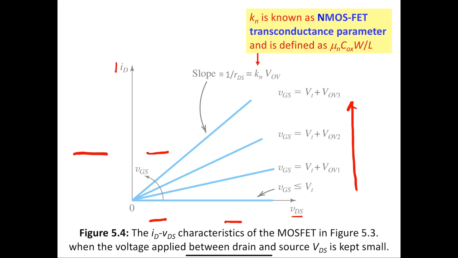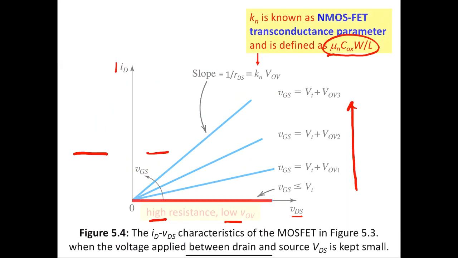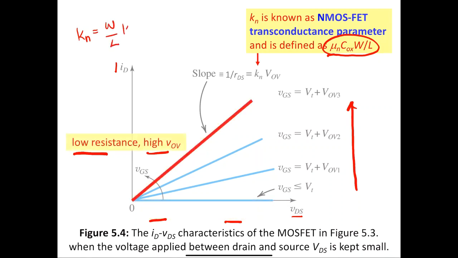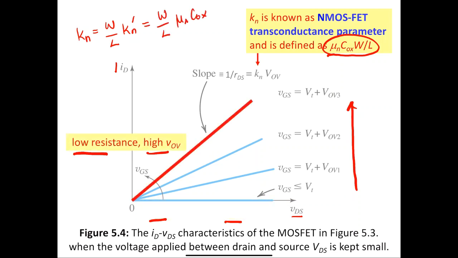Now, I said I would tell you about the device transconductance parameter, so that's actually shown here. This device transconductance parameter, Kn, is equal to W over L times Kn prime, which is equal to W over L times mu n COX. So this is the process transconductance parameter. This is the device transconductance parameter. The only difference between the two of them is whether they're multiplied by the aspect ratio or not. And then in terms of representation, it's just the prime.